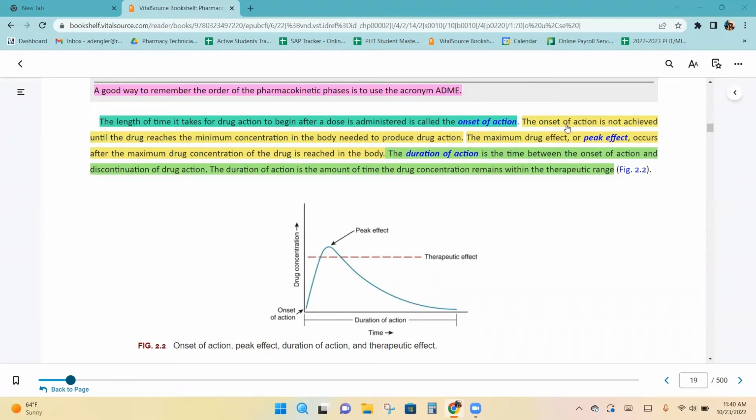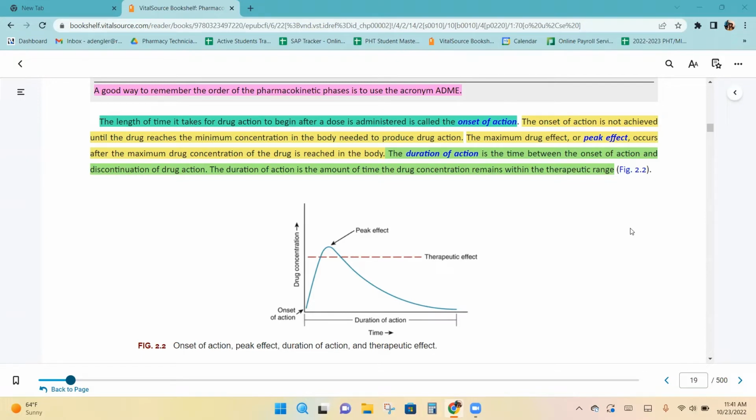The length of time it takes for a drug action to begin after a dose is administered is called the onset of action. The onset of action is not achieved until the drug reaches the minimum concentration in the body needed to produce the drug action. The maximum drug effect or peak effect occurs after the maximum drug concentration is reached in the body. The duration of action is the time between the onset of action and the discontinuation of the drug action.